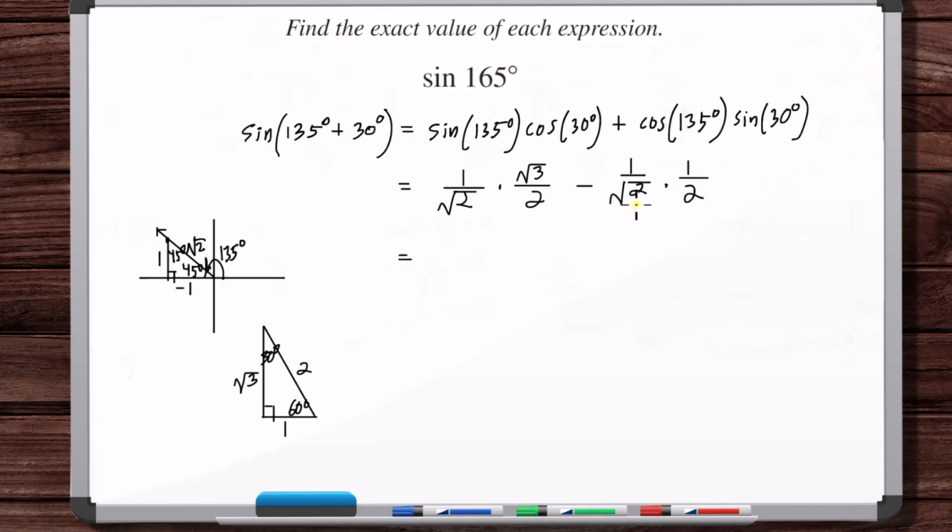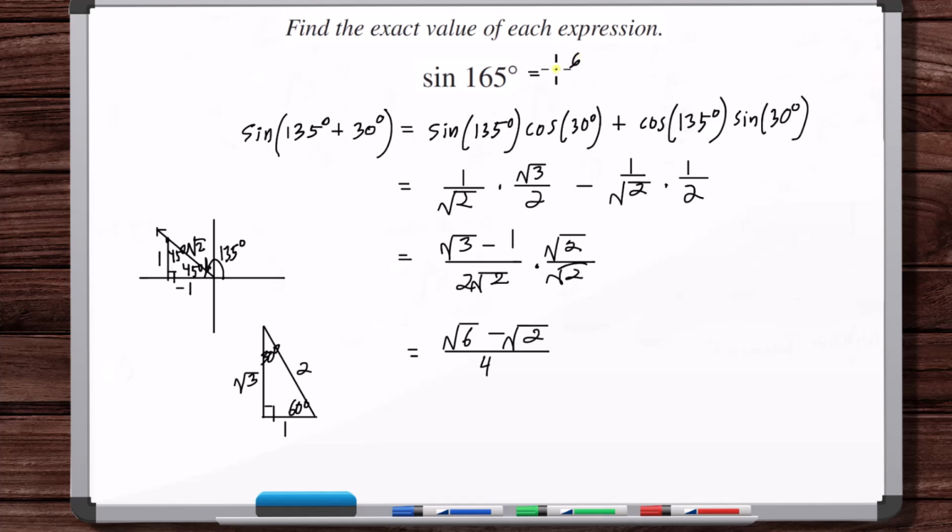So the denominator is 2 root 2, and we've got root 3 minus 1 over 2 root 2. Multiply this by root 2 over root 2, and you get root 6 minus root 2 over 2 root 2 times root 2, which is going to be 4. So root 6 minus root 2 over 4.